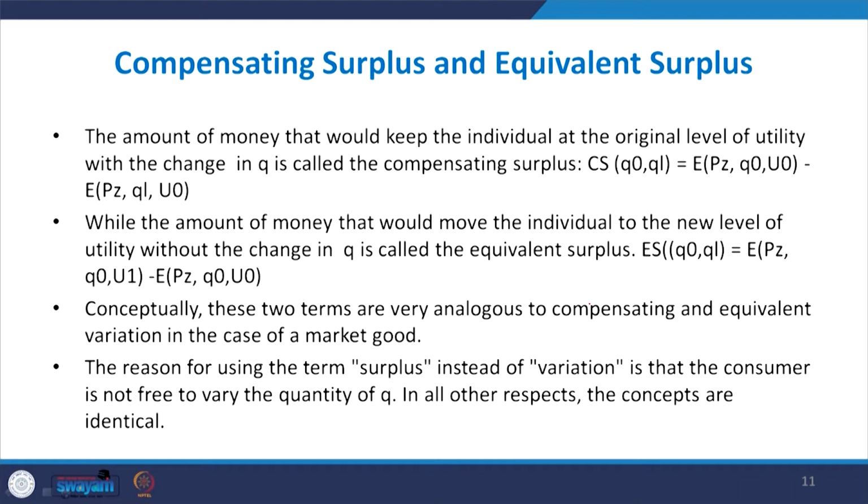Let me first explain the compensated surplus. The amount of money that would keep the individual at the original level of utility with the change in Q is called compensated surplus. So, the amount of money that would keep the individual at the original level of utility with the change in the quantity of the environmental product is known as compensated surplus, and from this equation you can know the compensated surplus. Here we have two levels of environmental quality, Q0 and Q1. So, compensated surplus is equal to the expenditure function with respect to the PZ, this is a conventional product, and the quantity of environmental product, which is the initial quantity Q0 and initial level of utility.